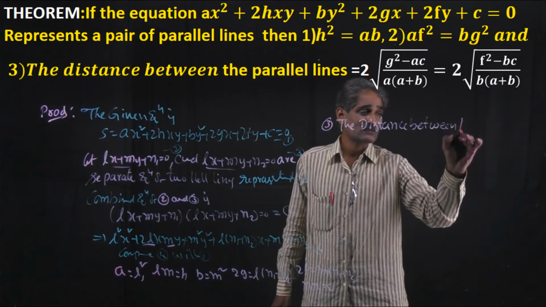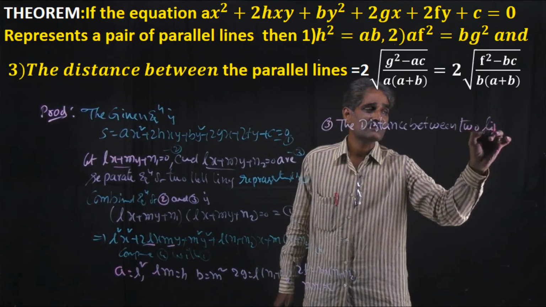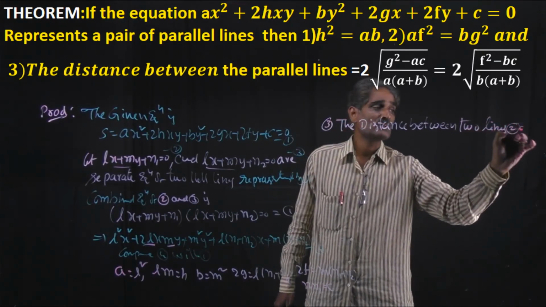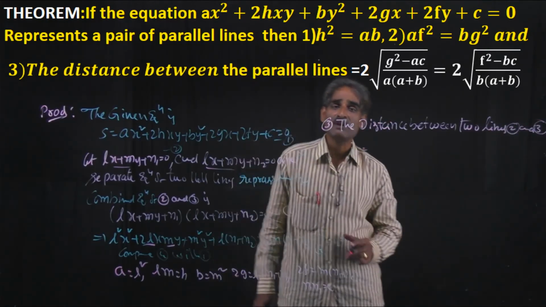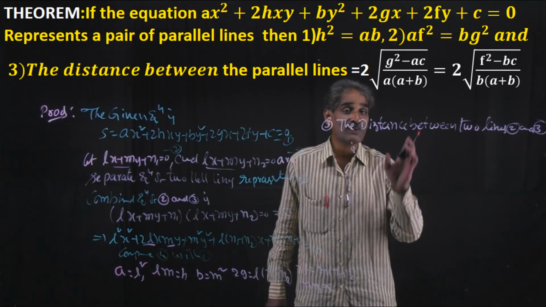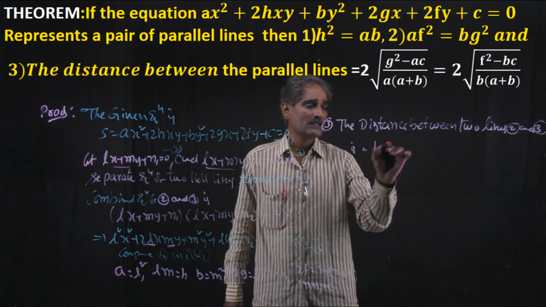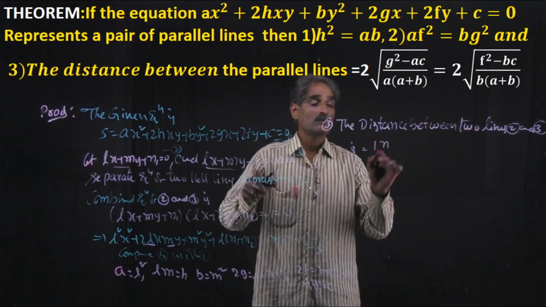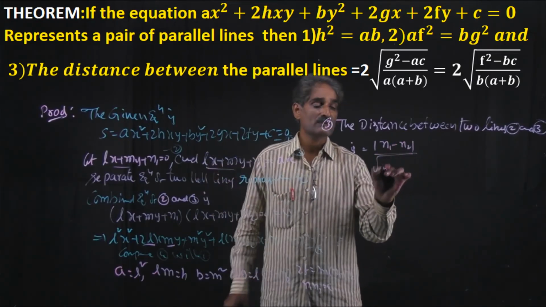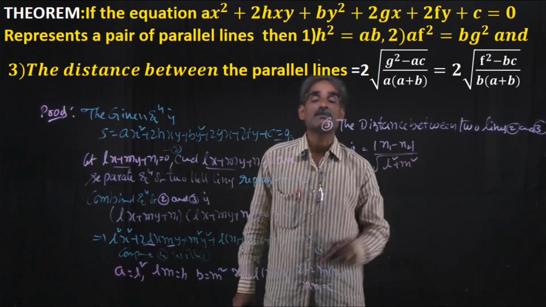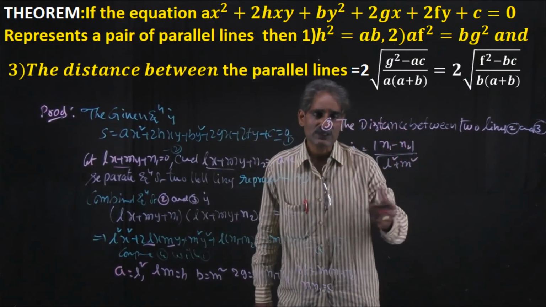two parallel lines, distance between the parallel lines 2 and 3 is mod of C1 minus C2 by root of a square plus b square, that means modulus of constants difference by root of x coefficient square plus y coefficient square. So therefore here modulus of n1 minus n2 by square root of L square plus m square. We have to express this distance formula in terms of g, f, a, b, c.